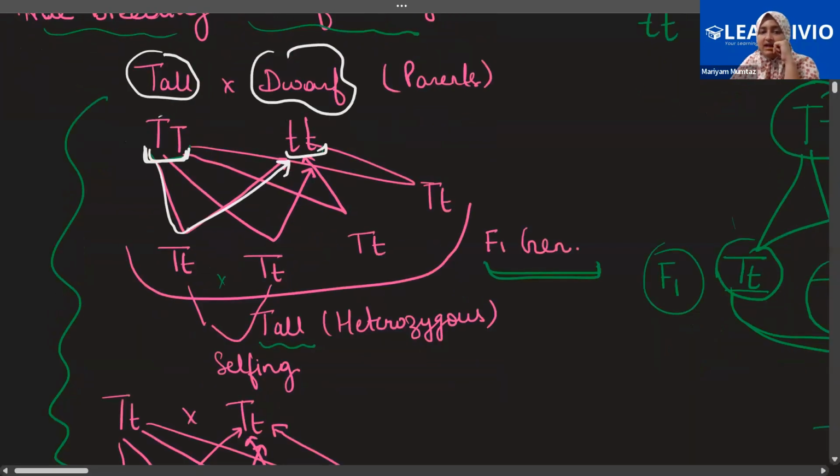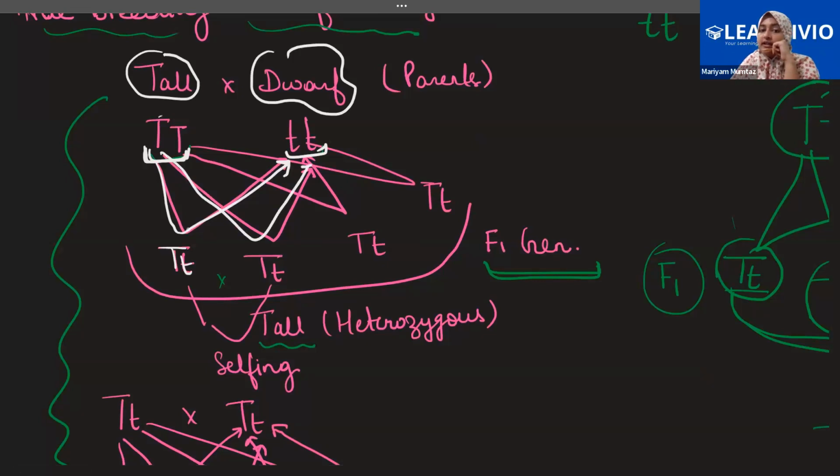So this T with that one gives capital T and small t. Then this T with the next small t, capital T and small t again. Then the second capital T combines with the first small t to form capital T small t, and again with the next small t, capital T small t. These are the genotypes of the F1 generation, the first filial generation. Now, if I were to ask you students, what is the phenotype of the F1 generation plants? What is the phenotype?